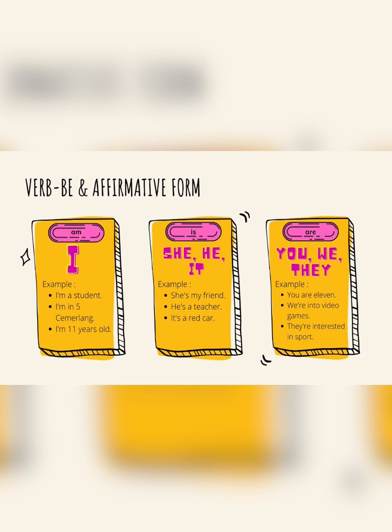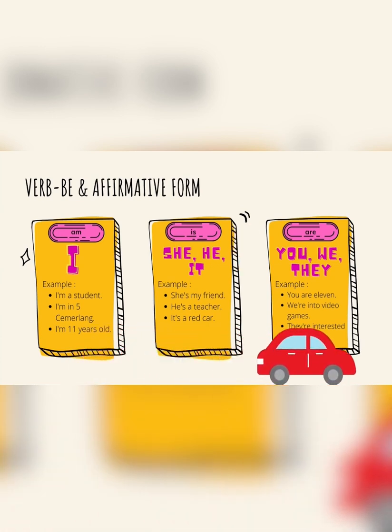Next verb be is. We use is with singular pronouns of she untuk dia perempuan, he untuk dia lelaki, and it. For example, she's my friend. He's a teacher. It's a red car.